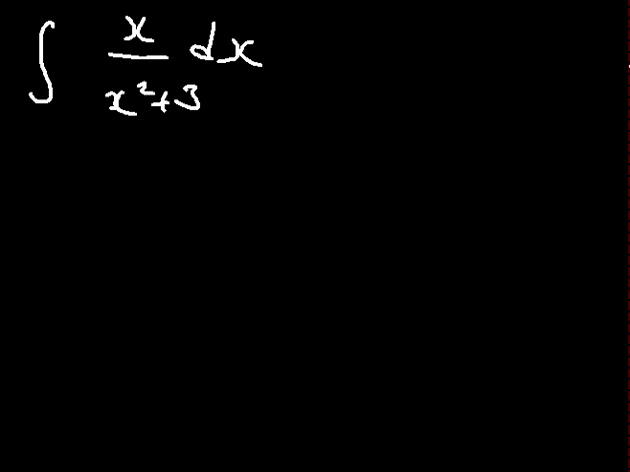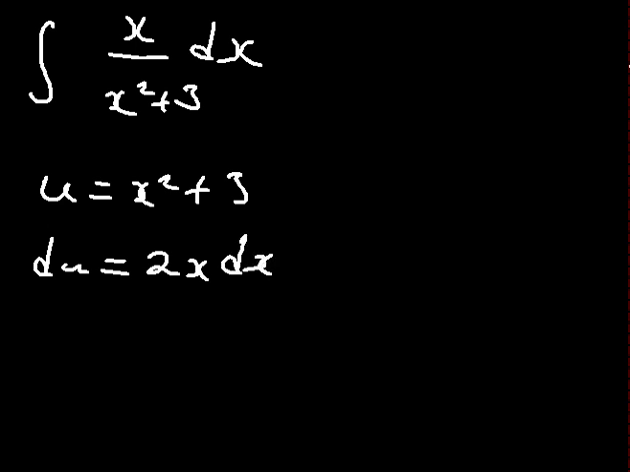And what if we have this case? Let's say we have the integral of x over x squared plus 3 dx. How should we integrate this expression? The principle remains the same. We use the u-substitution, where u is given as x squared plus 3. And what is du? We'll have it as 2x times dx. Then dx will be given as du over 2x.